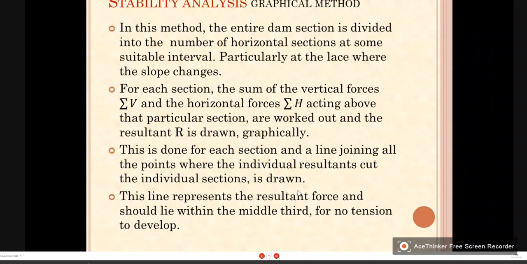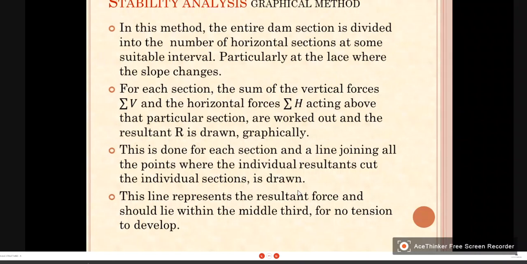For every set of vertical and horizontal forces, we have a resultant force that will be drawn graphically, and this is done for each section. We'll take a particular section, and then go through the next section and the next, like that. And then the line joining all the points where the individual resultants cut the individual sections is drawn. For each section we run the resultant, and then at each point where it cuts the section, the point is marked, and we will join all those points.